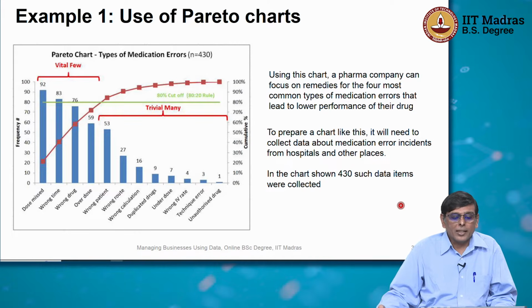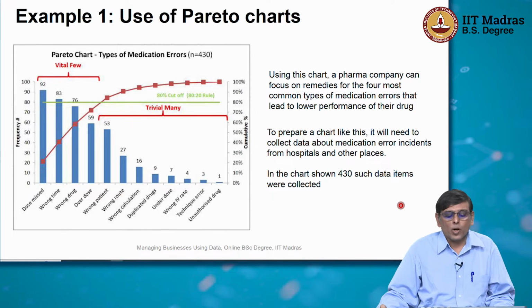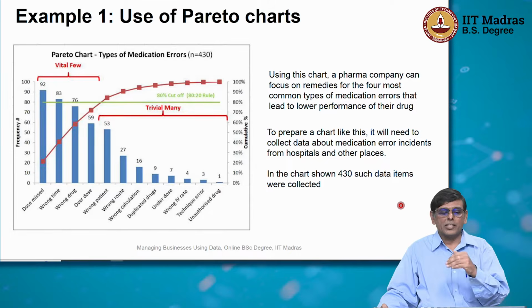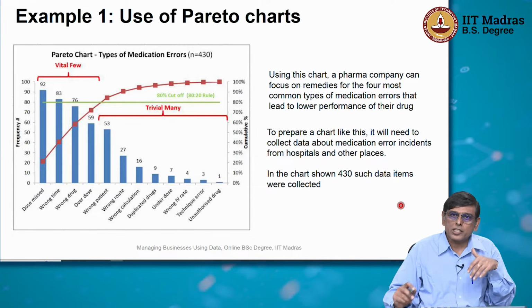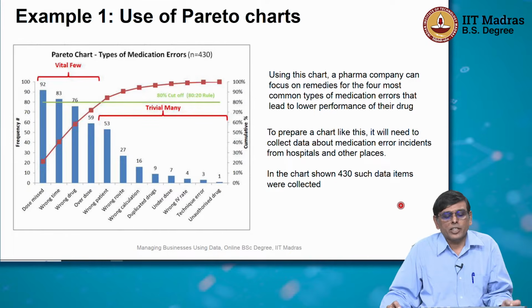Okay, the next highest is 83. So what we have done basically is we have taken all the different reasons and we have sorted those reasons in descending order of frequency. So the dose missed is 92 times.